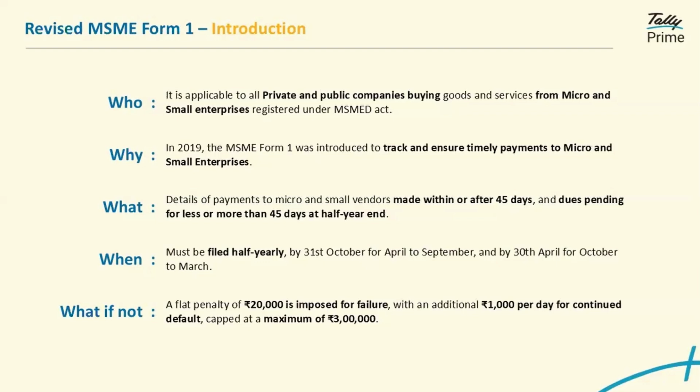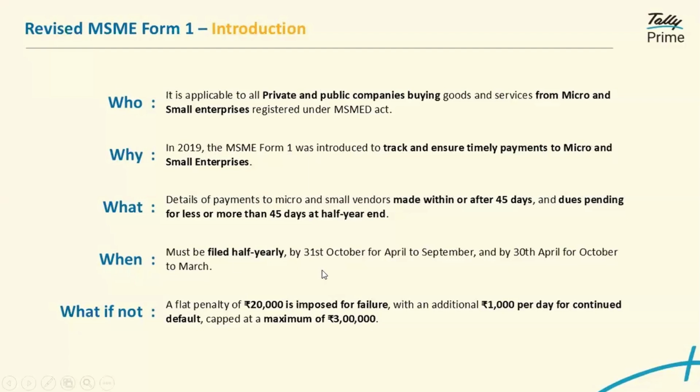which are due as on a particular half year end, say April to September. So as on 30th September, if any payment is pending for less than 45 days, that information we also have to give, and if it is pending for more than 45 days, that information also we have to give. So all this information Tally will automatically prepare if we have just posted the payment date properly. So let's see how Tally will prepare that return.